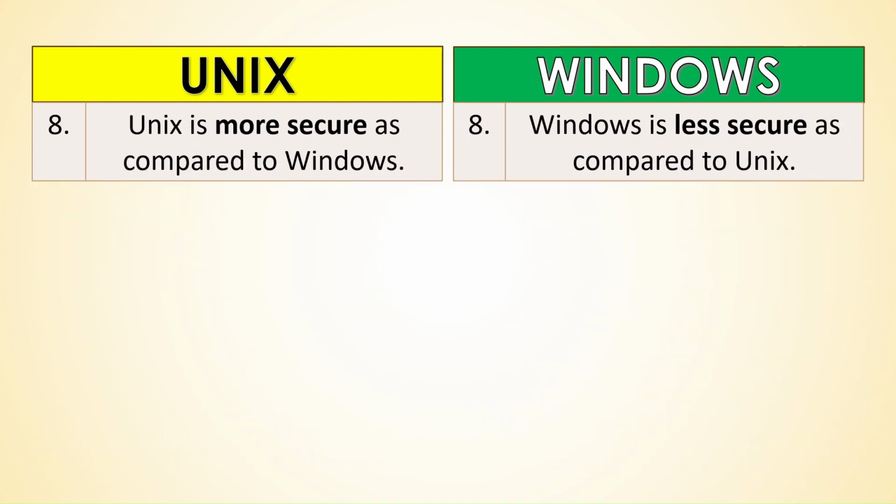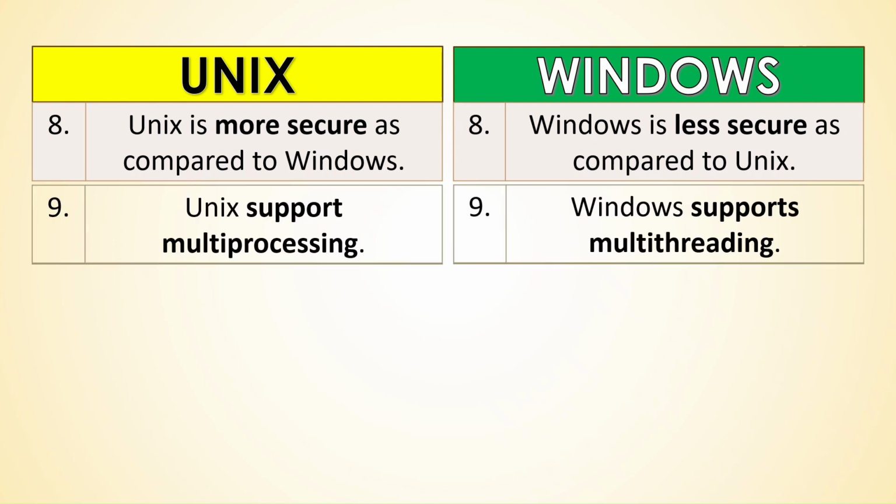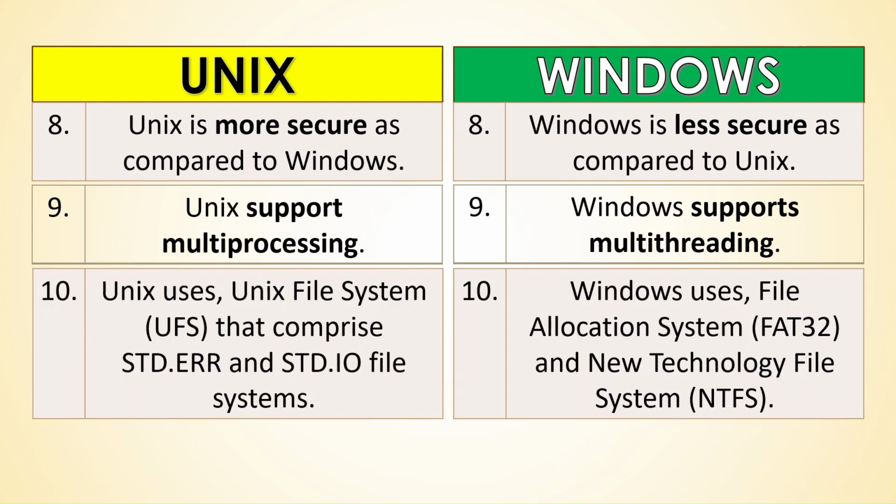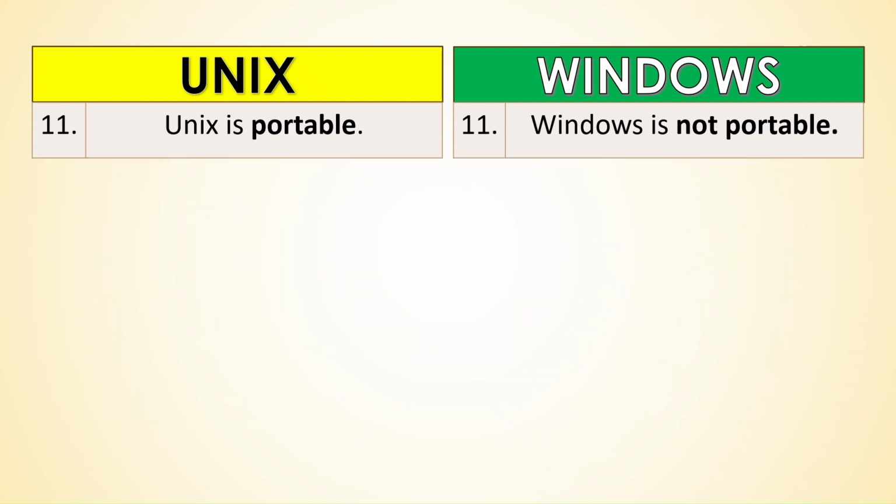Unix is more secure as compared to Windows. Windows is less secure as compared to Unix. Unix supports multiprocessing. Windows supports multi-threading. Unix uses the Unix file system, UFS, that comprises stderr and stdio file systems. Windows uses File Allocation Table, FAT32, and New Technology File System, NTFS. Unix is portable. Windows is not portable.